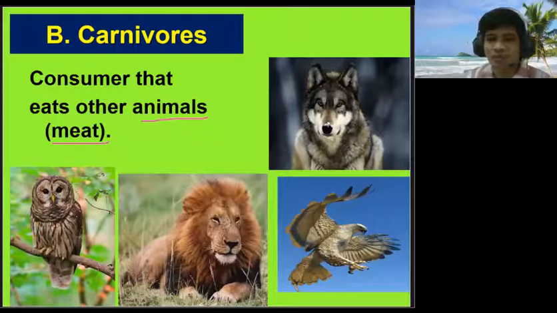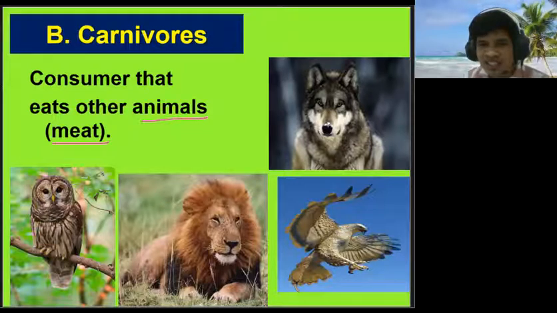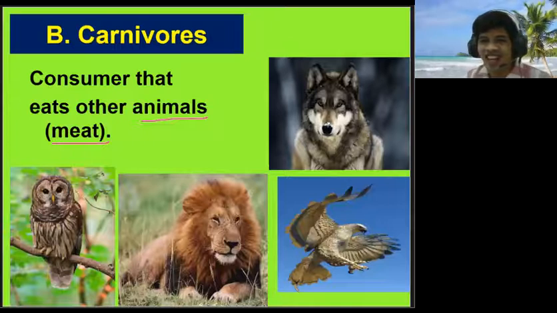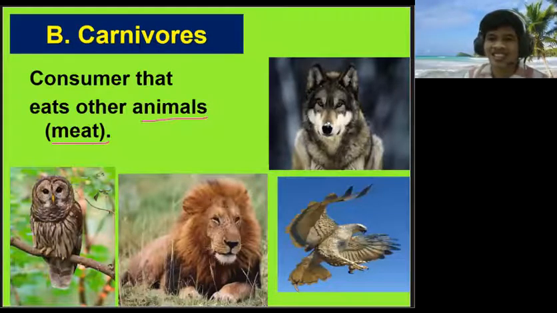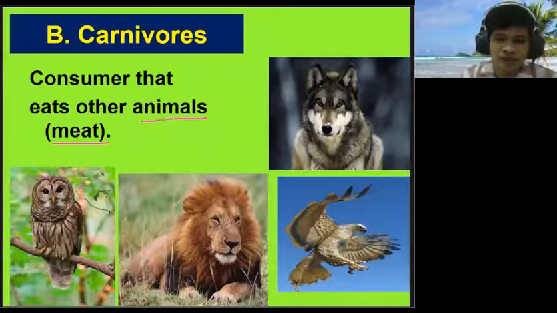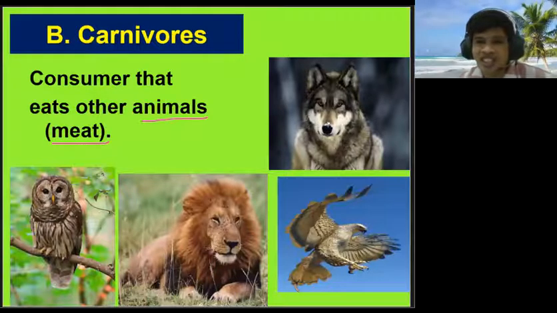Okay, so for example, we have here an owl, a lion, an eagle, and what's this? What do you call that? Okay. Now, what else? Can you give me examples of carnivores? Okay. Examples of carnivores. What's that?